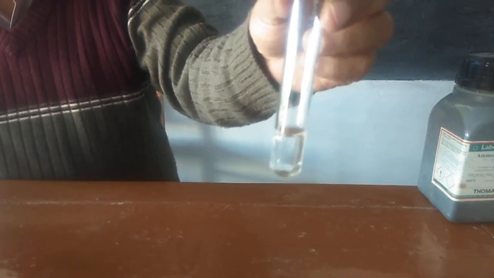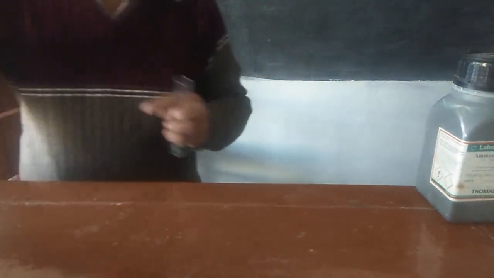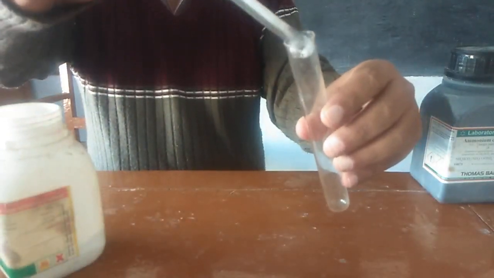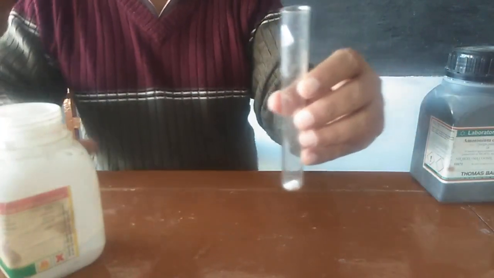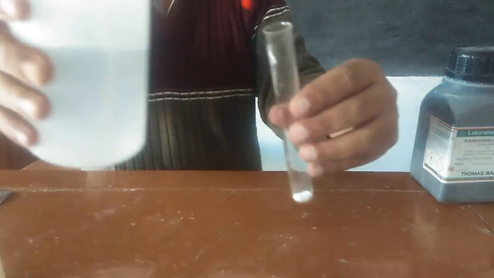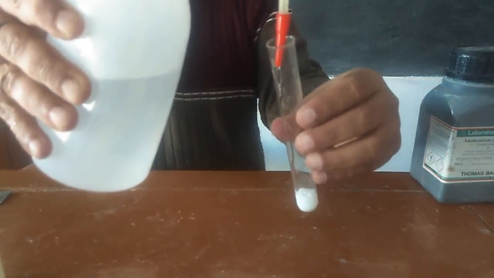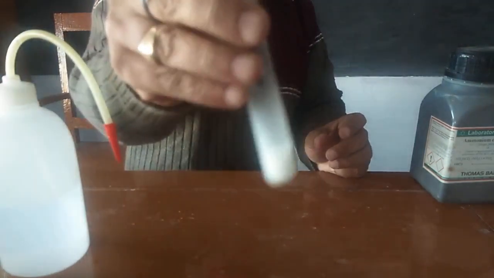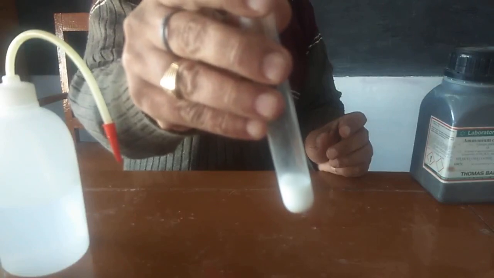Now we will check the solubility of calcium carbonate. We will add some salt of calcium carbonate in a test tube with the help of a spatula. Now we will add distilled water to this, and you can see the turbidity in the solution. The solution is not transparent. That means calcium carbonate is insoluble in water.